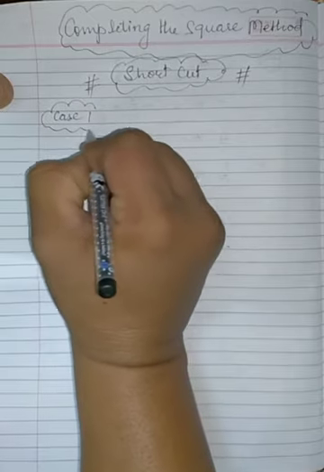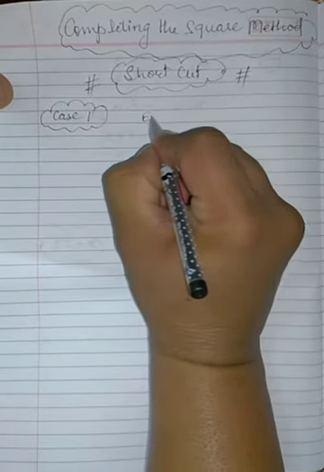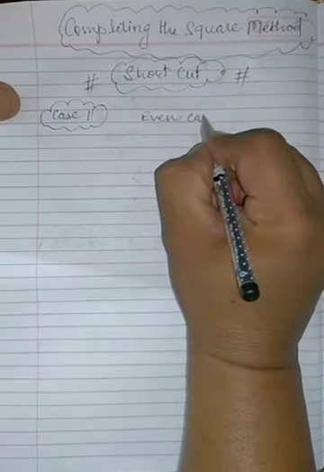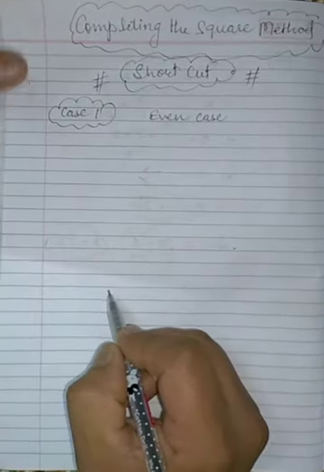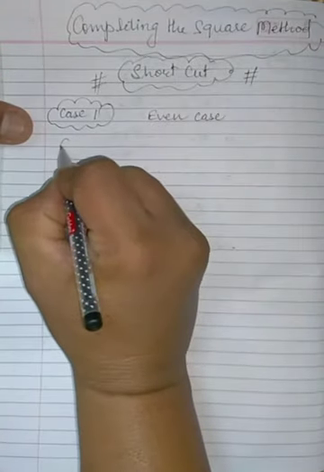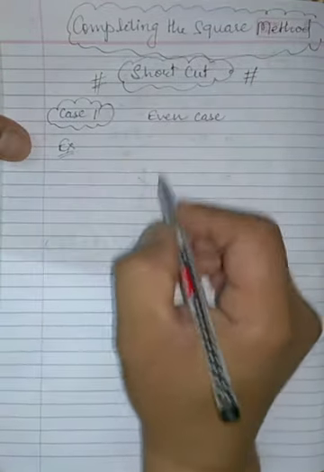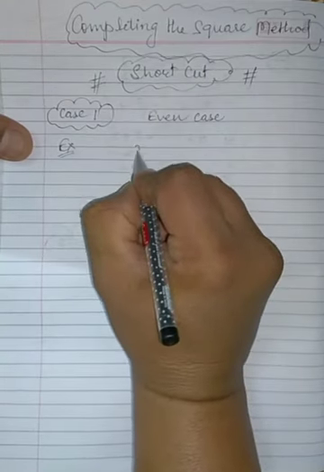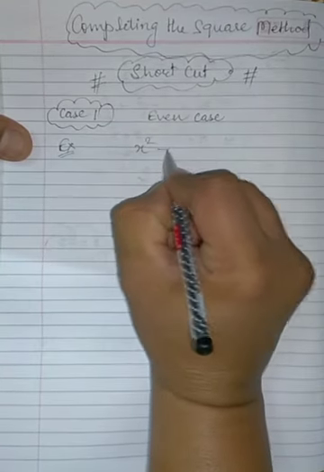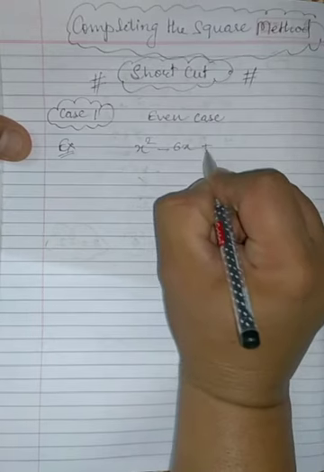Case 1, when we are given the even case. Okay, now what is the meaning of this even case? Let's take an example. Suppose we have x square minus 6x plus 5 equal to 0.